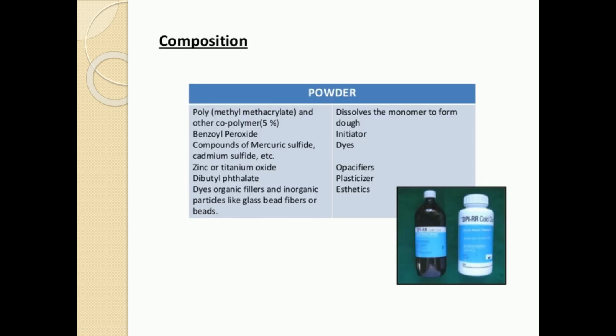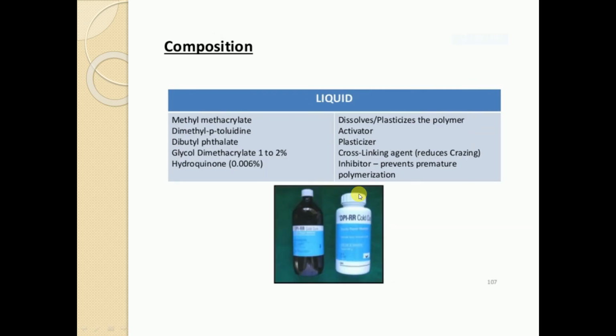Coming on to the composition, it is the PMMA, polymethyl methacrylate, in the powder. We dissolve it in the monomer to form the dough. Benzoyl peroxide acts as an initiator. Compound of mercuric sulfide and cadmium sulfide acts as a dye. Zinc and titanium dioxide act as opacifiers. Dibutyl phthalate acts as a plasticizer. Dyed organic fillers and inorganic particles are basically for the aesthetic part.